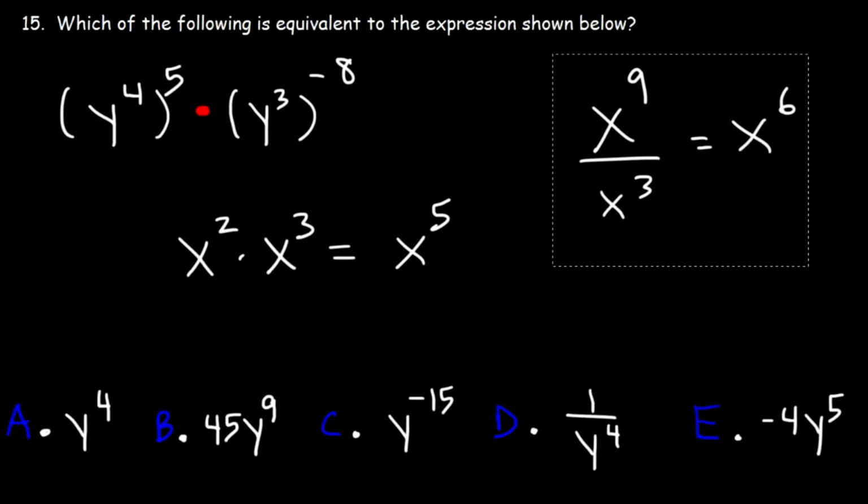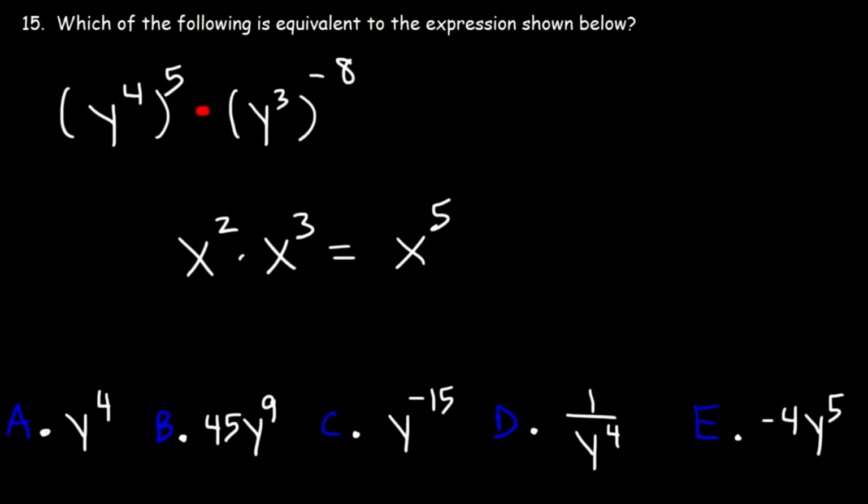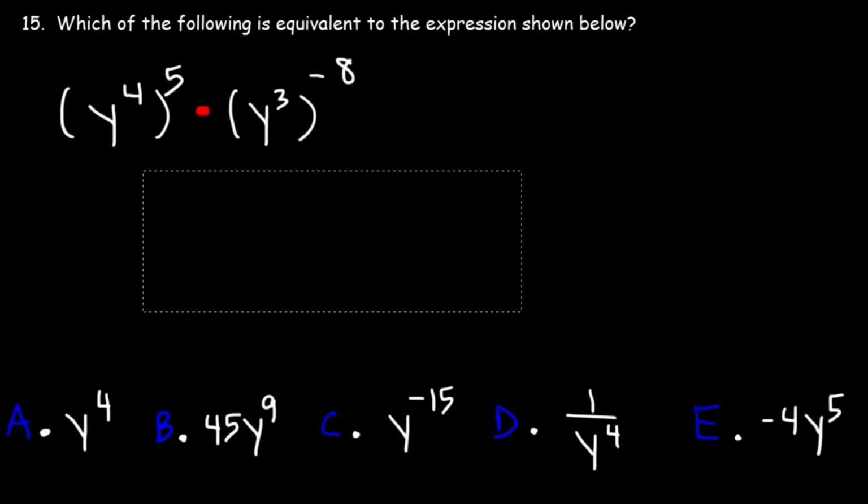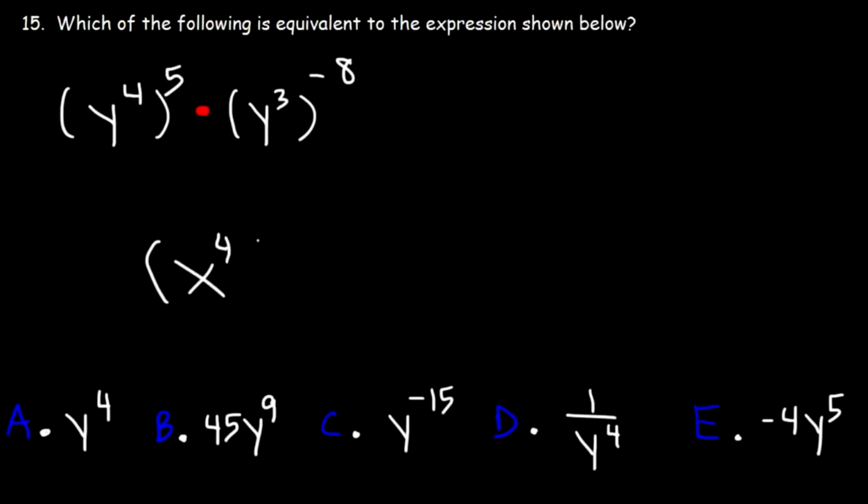And also, when you raise one exponent to another, you need to multiply. For example, let's say if you have x to the 4th raised to the 7th power. This is x raised to the 28th. 4 times 7 is 28.